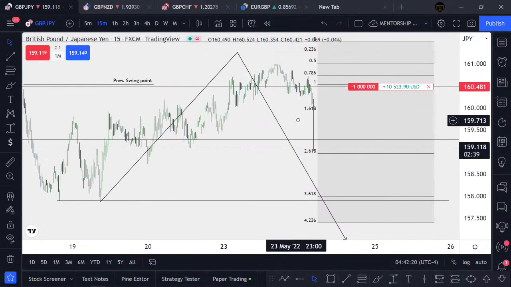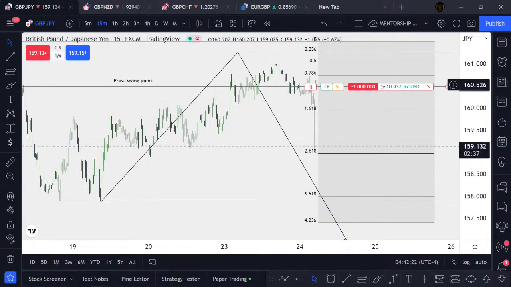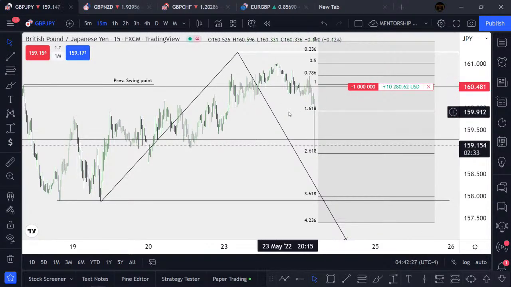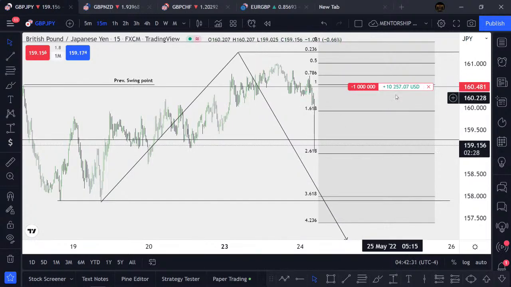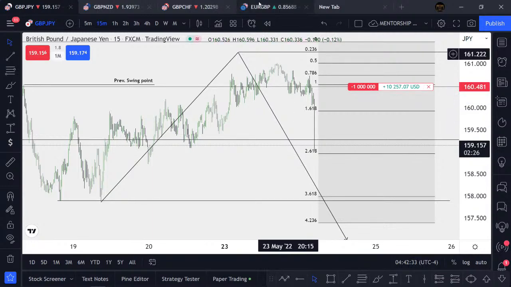Okay, I'm doing demo trading. This is paper trading, it's not live trading. Do not think that I'm trading at this lot size. No, it's just demo trading, doing paper trading.